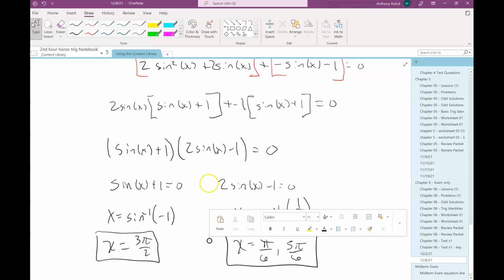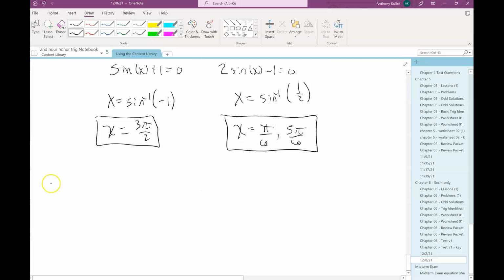Let's do another one of these. Sound good to you guys? Let's do sine 2x equals -2 cosine squared x. And let's get crazy here and go from negative 4 pi to negative 2 pi.